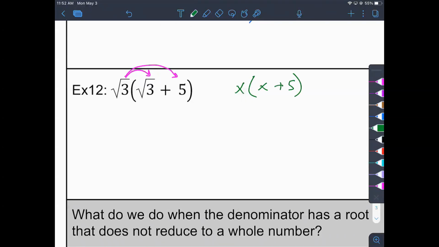So then we would say, okay, I'm going to distribute this, and this is more what you're used to. We would say x times x gives me x squared, and x times 5 would give me 5x. That's the idea you want to follow for distributing a root. In this case, a root 3.